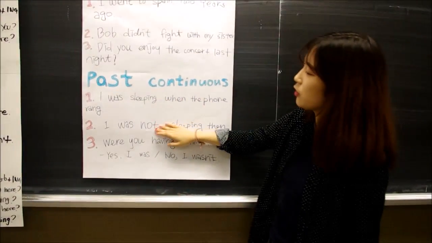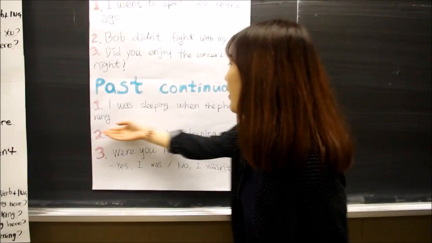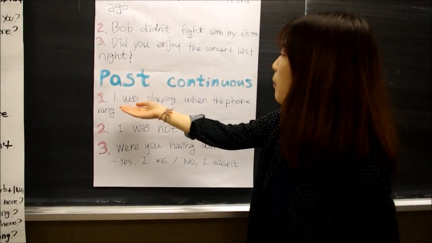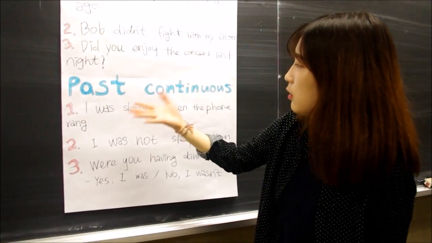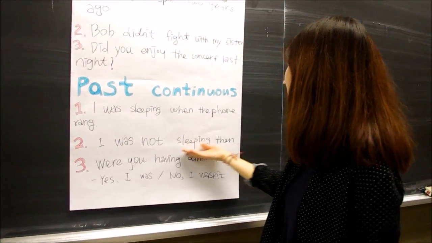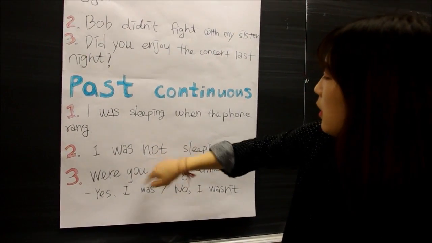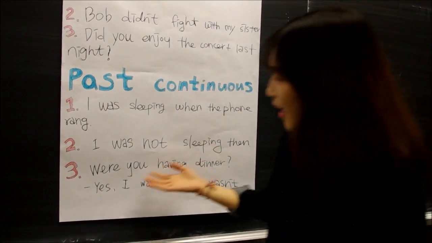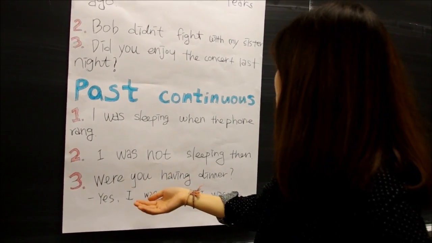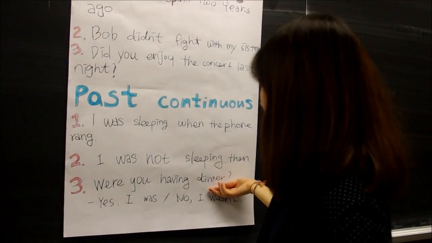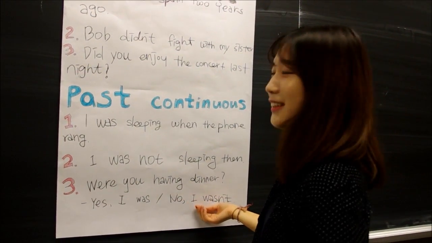I prepare 3 sentences. First, I was sleeping when the phone rang. It is a verb past sentence plus ing, so we can use this. And next, I was not sleeping then. Also, we have the negative tense, was not sleeping, like this. And finally, we can use past tense. Were you having dinner? And also answer yes I was or no I was.